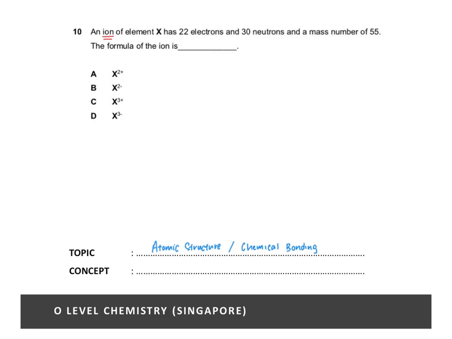Okay, so if you can recall, in the topic of atomic structure, we learned the following representation of an atom, and from the question we know that it has a mass number of 55, and there are 30 neutrons. So we can find the number of protons by taking 55 minus 30, which is equal to 25. From the mass number and the number of neutrons given, we can find the proton number, which is 25.